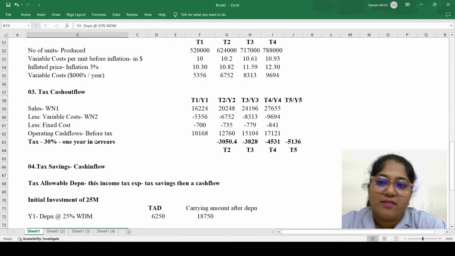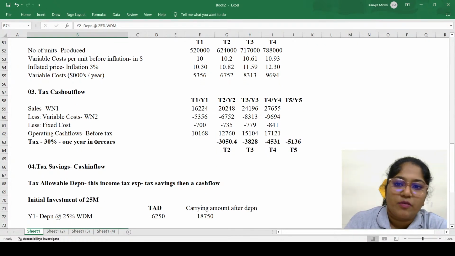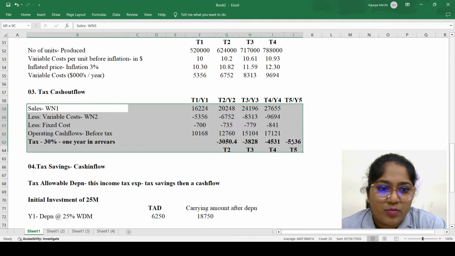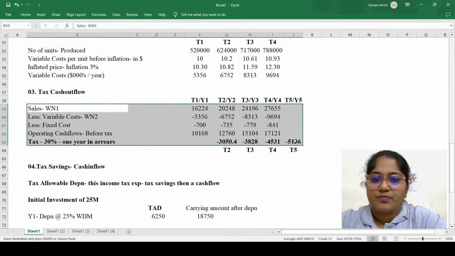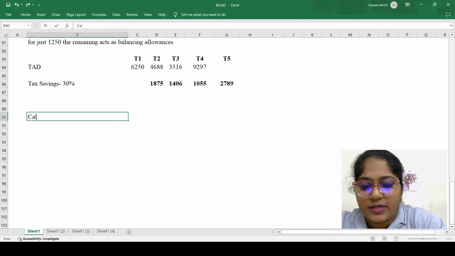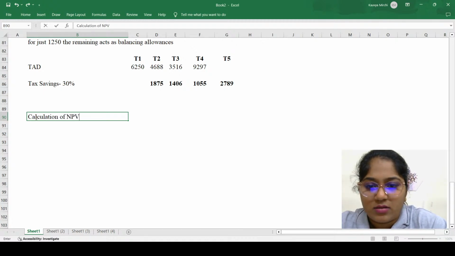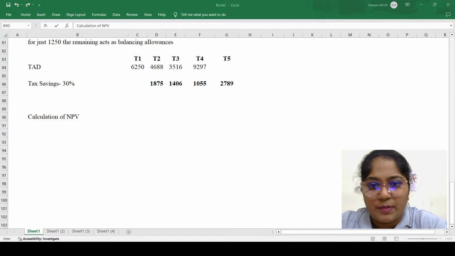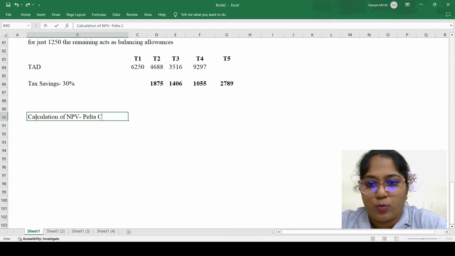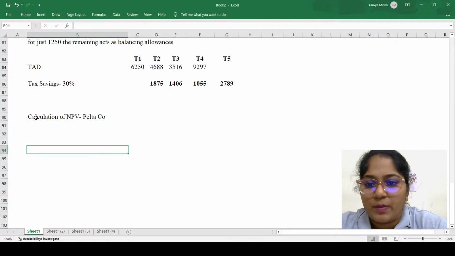Ma'am, do I have to write NPV once again from the beginning? See, what I suggest is just copy paste this from the beginning, whatever you have. Yeah. So how do we calculate my net present value? Calculation of NPV. Please don't write short forms, people. Find out NPV for Pelta. So what I suggest is just paste whatever I have.